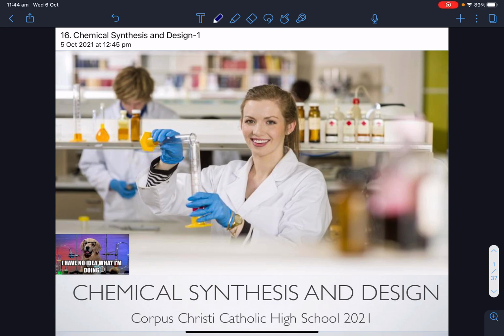Okay, Year 12, last chapter of the textbook, and it's a weird one. It's a lot of miscellaneous topics put together, which you could say for all of Module 8, but this chapter especially. So the textbook has called it Chemical Synthesis and Design, so there's a little bit in there.